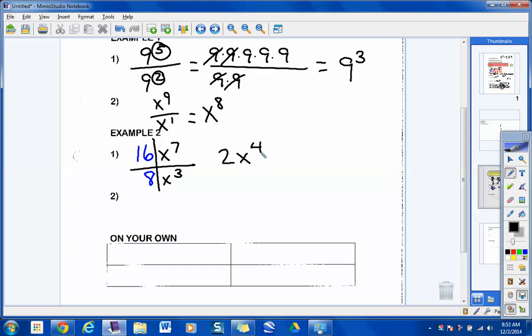All right. I want to try one where this coefficient doesn't go evenly into this. So what if I have something like this? What if I have something like 20x to the 9th over 6x to the 3rd?